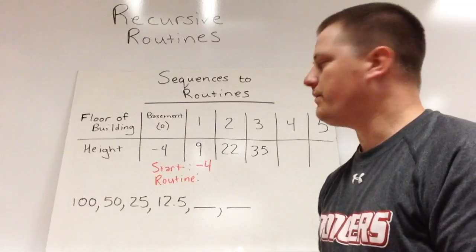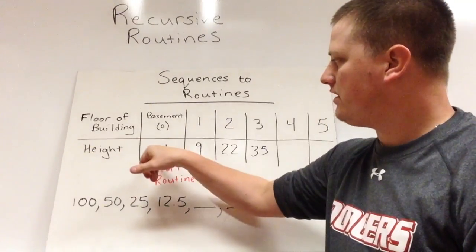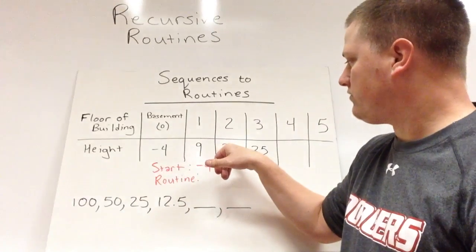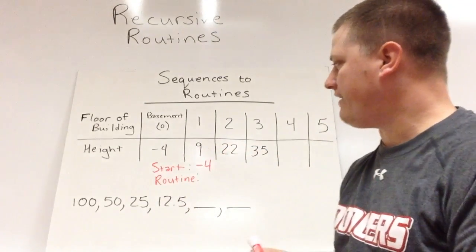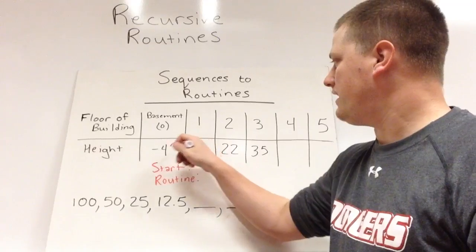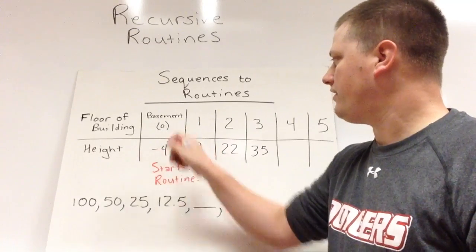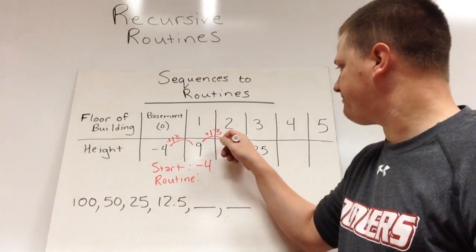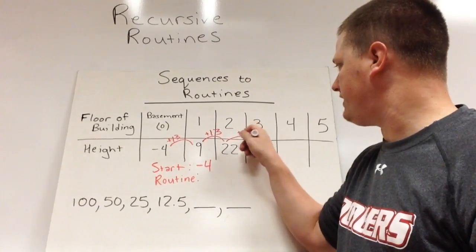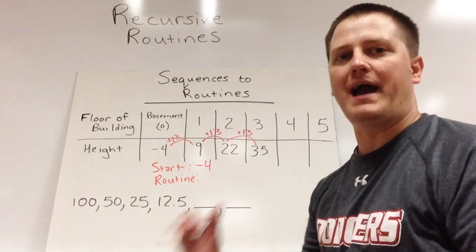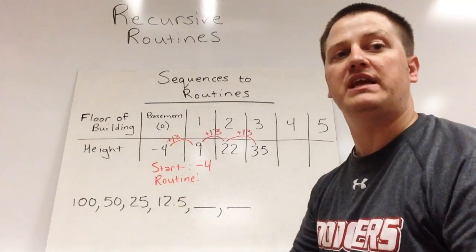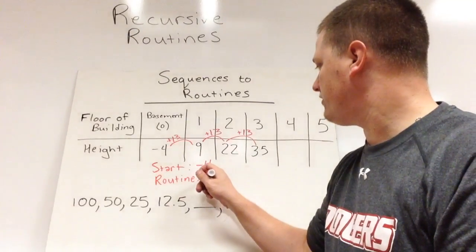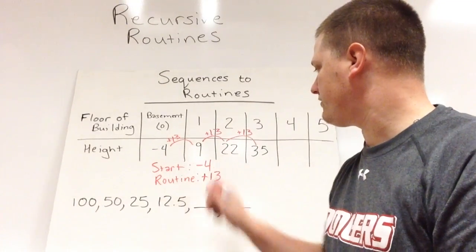Our routine, we have to look at the pattern of the heights. So we would go from -4 to 9, from 9 to 22, from 22 to 35. If we look at this, it looks like we're adding 13. Adding 13. Adding 13. So each time we move, we're adding 13. That's our routine. That's what we're doing over and over. That's why it's called a routine. So this one is plus 13.